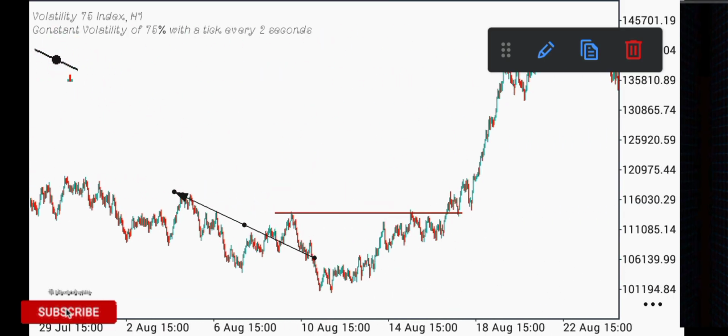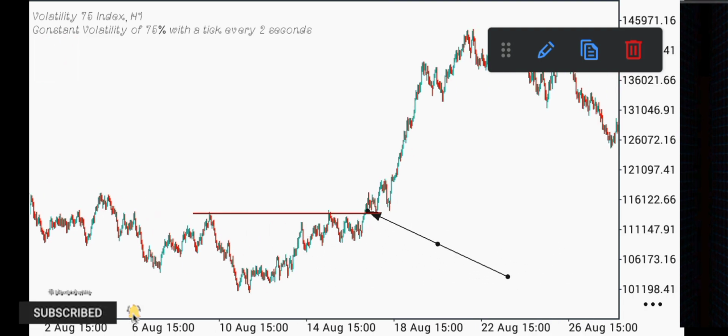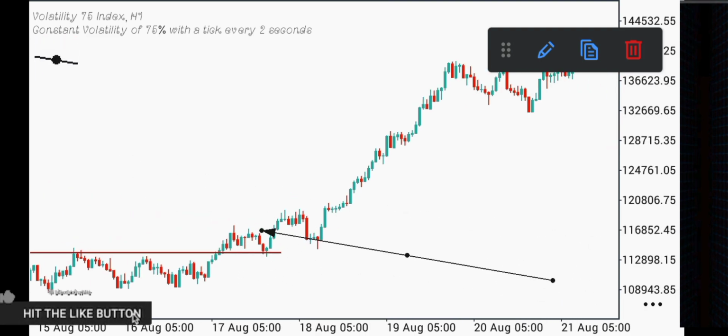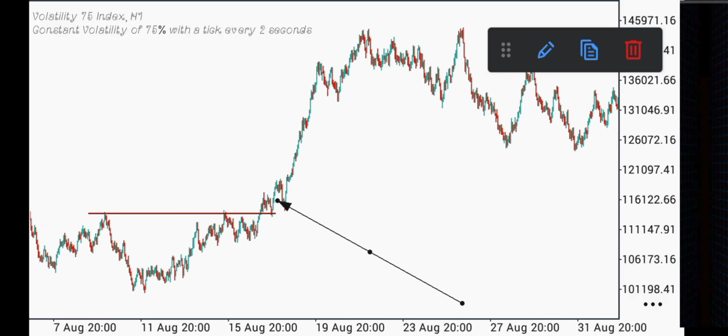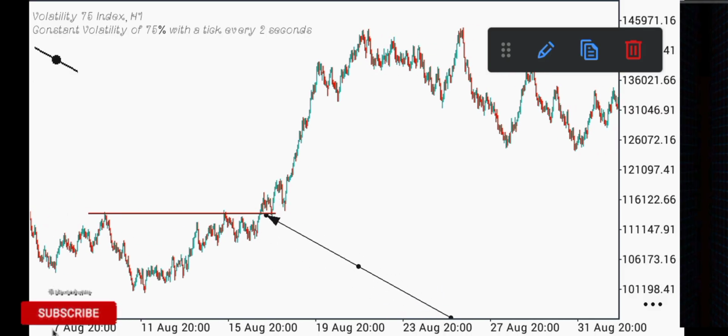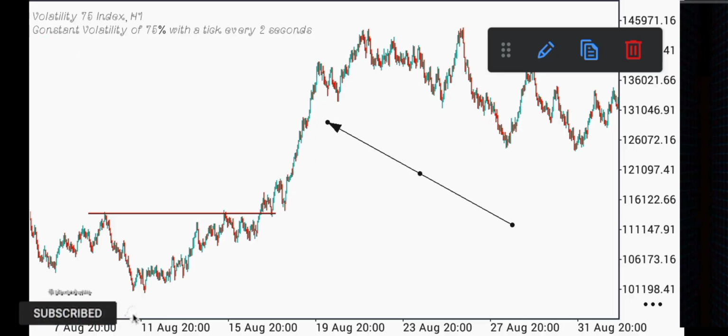Now price is no longer in a downtrend anymore. This is where the change of character happened. Let me zoom it. You see, this is where the change of character happened. Now after this change of character, what happened? Price started giving us an uptrend movement. You see, so that's how change of character works.